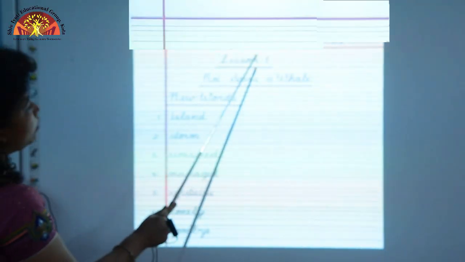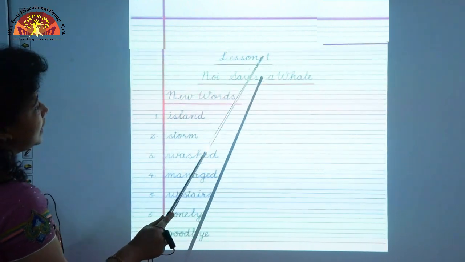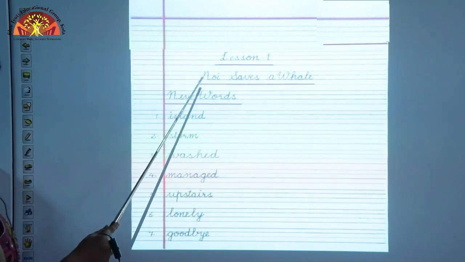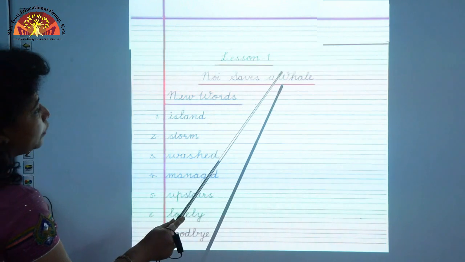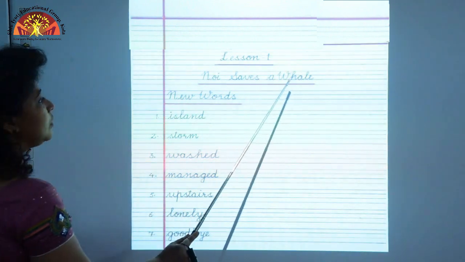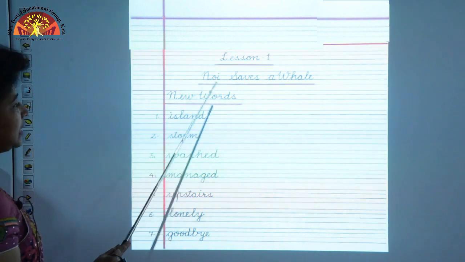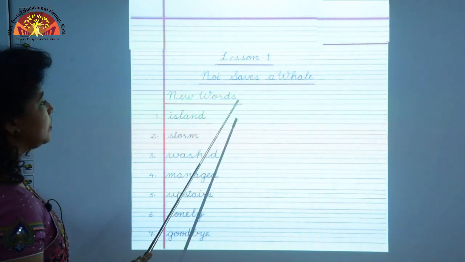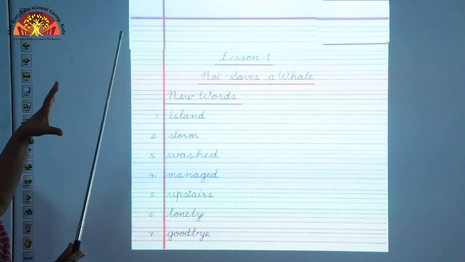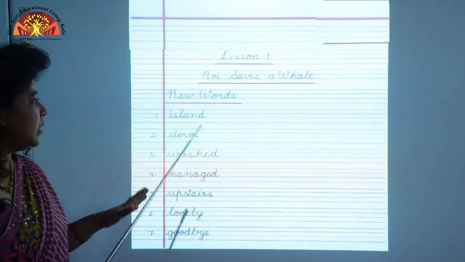Write lesson 1. Underline this in red. In the third line, write Noe saves a whale. Underline this also in red. And in the next line, write new words. Underline this also in red. So now let's list down the new words.